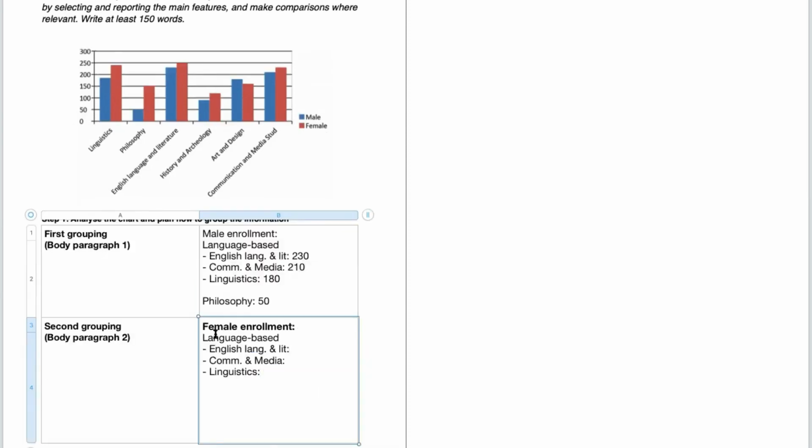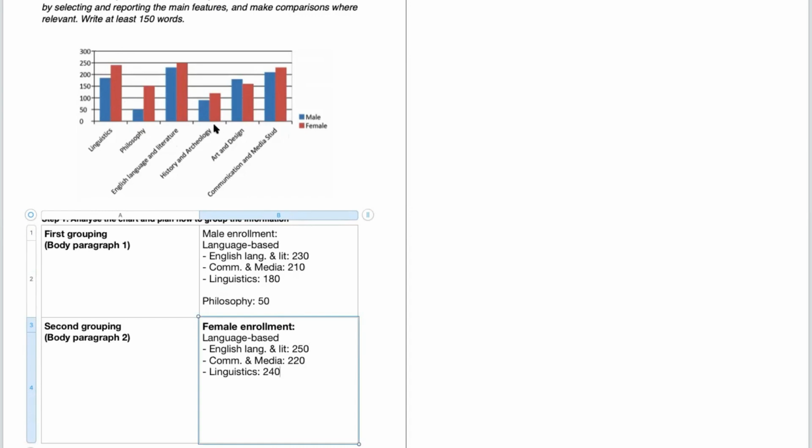So I'm looking at English language and literature. For female, I see that it is right at 250. So I'm going to write 250. For communications and media studies, it looks to be around 220 because it's in between 200 and 250. And then for linguistics, I'm going to look here and it looks like it's right under 250. So it looks to be 240.